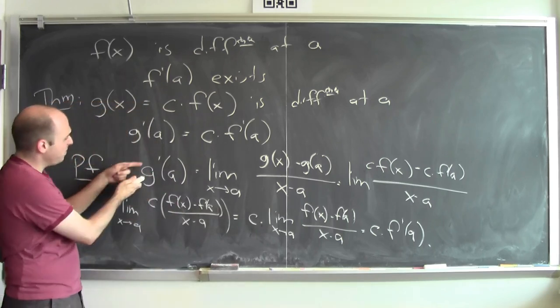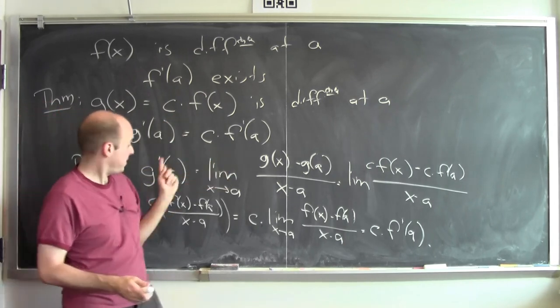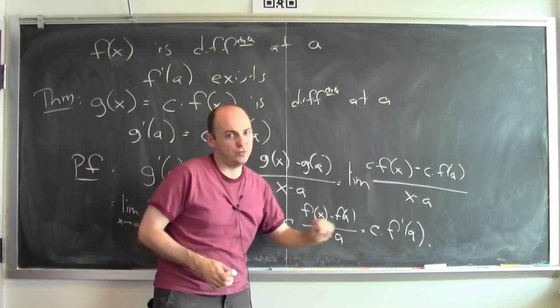I wanted to show that the derivative of this function g, which is some number times f of x, at the point a, is c times the derivative of f at a.